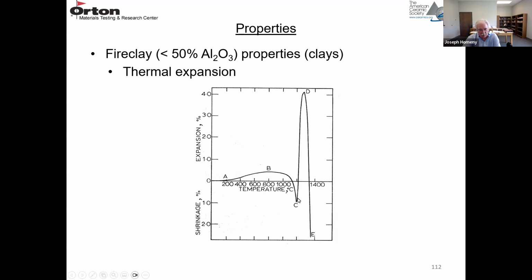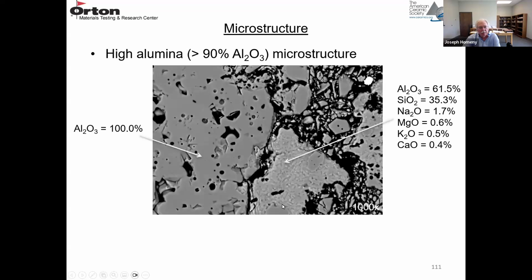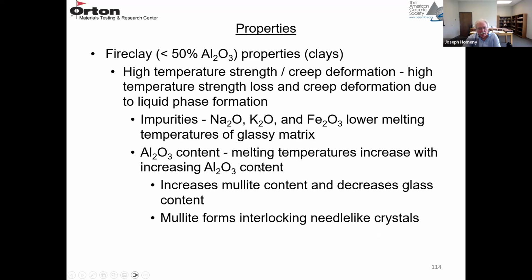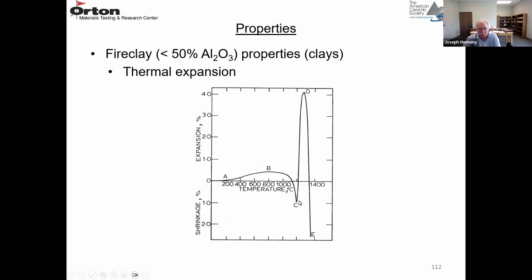So you get to some temperature here. This is about 1200 degrees C. That's about where mullite starts to form. So from C to D, you have, again, irreversible expansion. That's actually irreversible shrinkage due to mullite formation and glass evolution. I'm sorry, it is irreversible expansion. The sintering is irreversible shrinkage. So C to D, mullite forms, and again, mullite's a lower density phase, so there's a substantial volume increase or expansion.